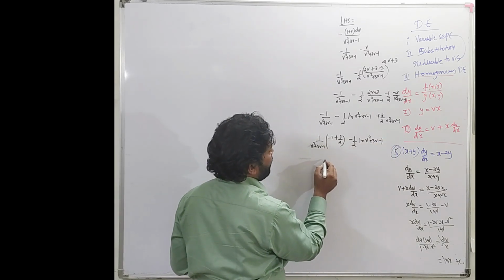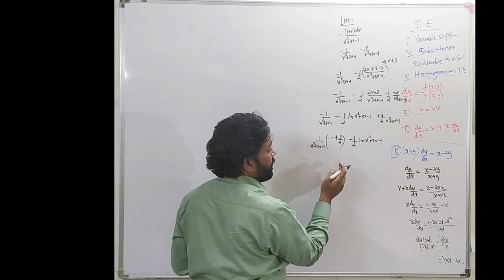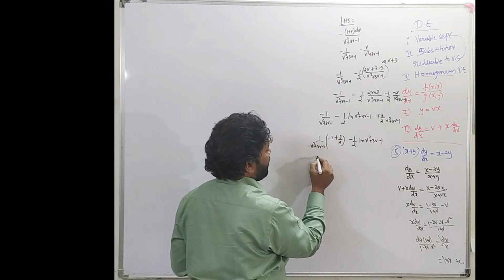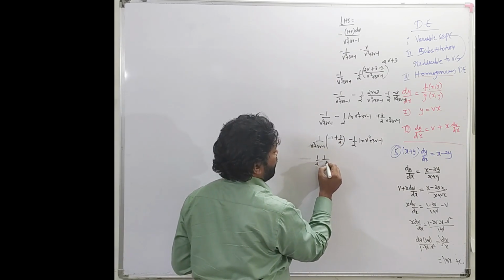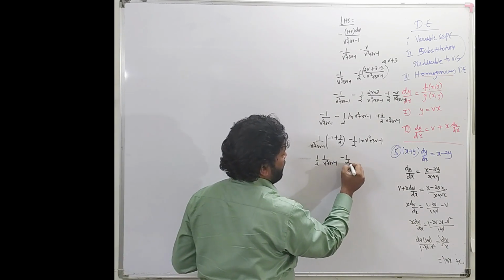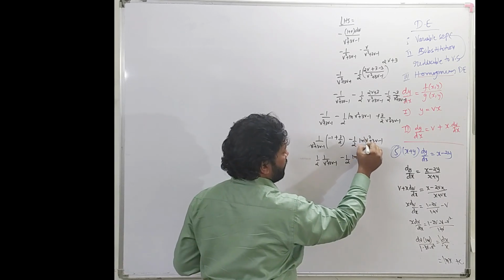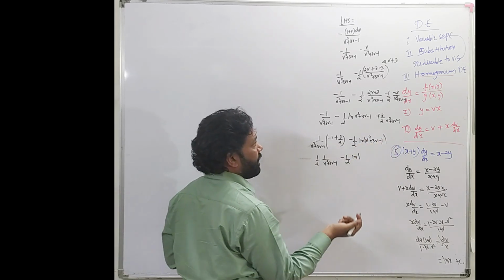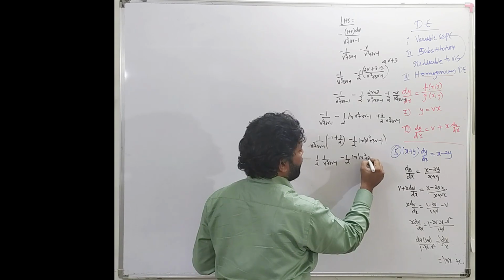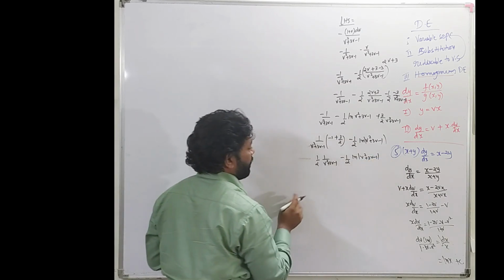So this thing will be, 2 ones are 2, minus 2 plus 3 will be plus 1 by 2, so plus half of 1 upon v square plus 3v minus 1 minus half of ln. We can substitute the values of v over here, or in the later steps we can do it. I'll do it in the later step.